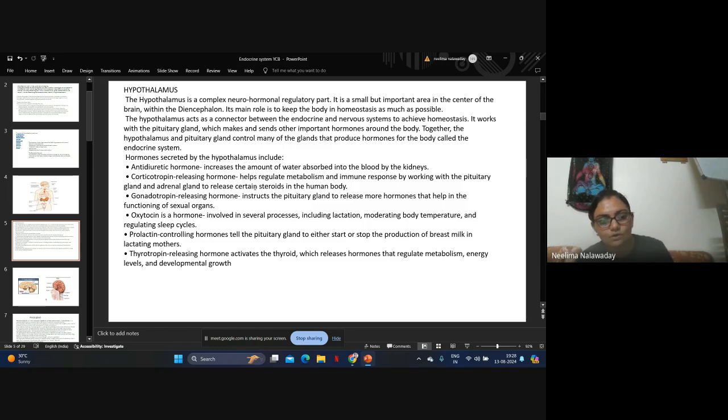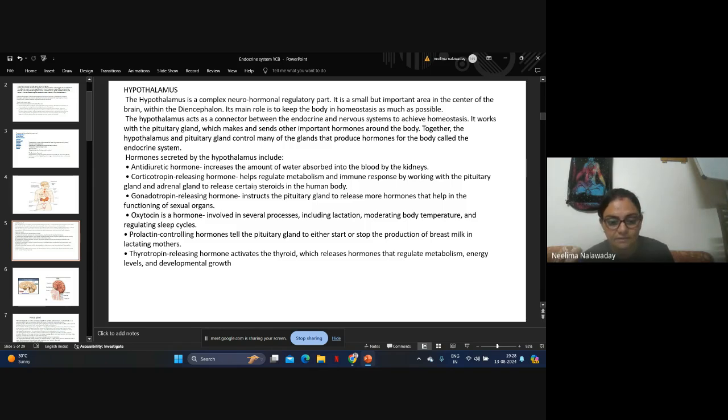So gonadotropin releasing hormone instructs the pituitary gland to release more hormones that help in functioning of sexual organs. Then oxytocin is a hormone involved in several processes, including lactation, moderating body temperature, and regulating sleep cycles. Prolactin controlling hormones tell the pituitary gland to either start or stop the production of breast milk in lactating mothers. So, prolactin is not secreted by the hypothalamus, but production is controlled by the hypothalamus. Thyrotropin releasing hormone activates the thyroid, which releases hormones that regulate metabolism, energy levels, and developmental growth.